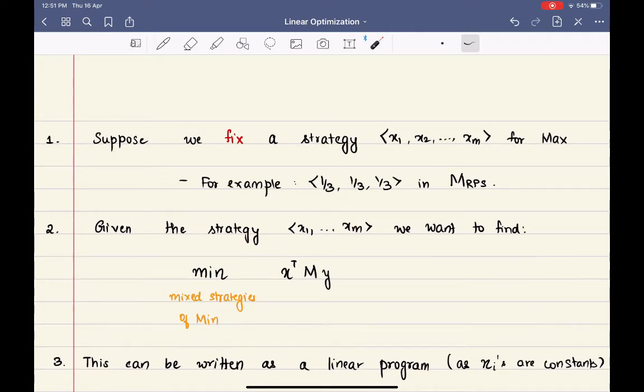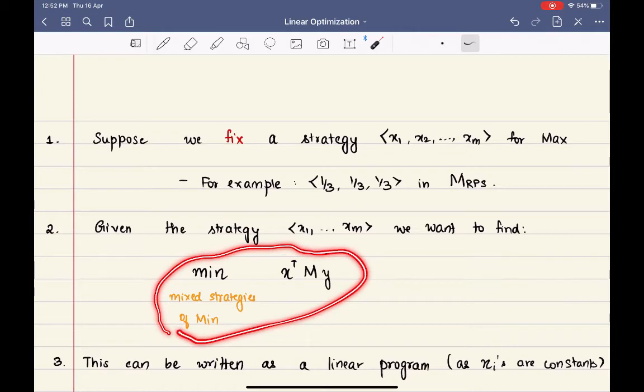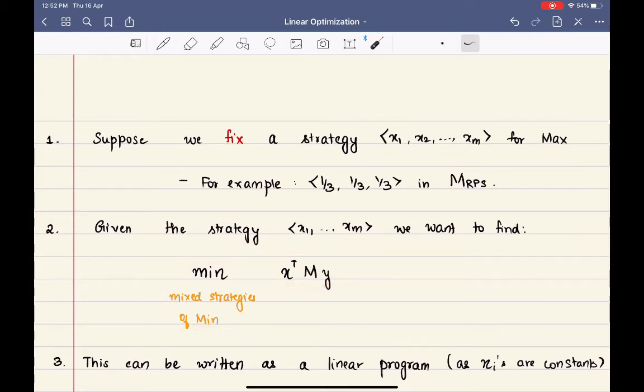As a first step, suppose we fix a strategy for the maximizer, some x1 to xm considered to be constants. For example, in the rock paper scissors game, say that we fixed the maximizer's strategy to be 1/3, 1/3, 1/3. That's all, we don't perturb it. Now, given this fixed strategy, as a second step, we are interested in finding the best response of the minimizer.